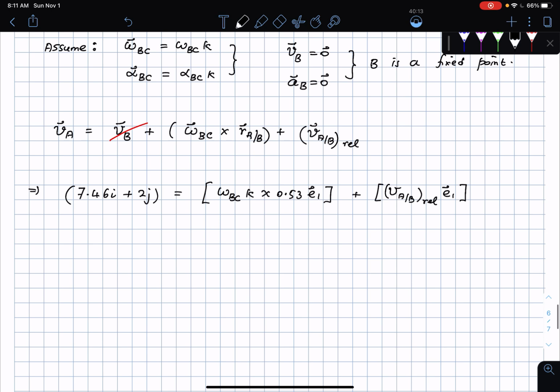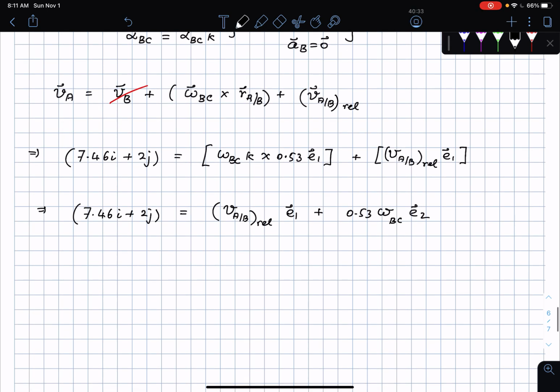So I'm going to have the following: 7.46i and 2j. This is equal to VA/B relative in the E1 direction, and then 0.53 omega BC in the E2 direction.